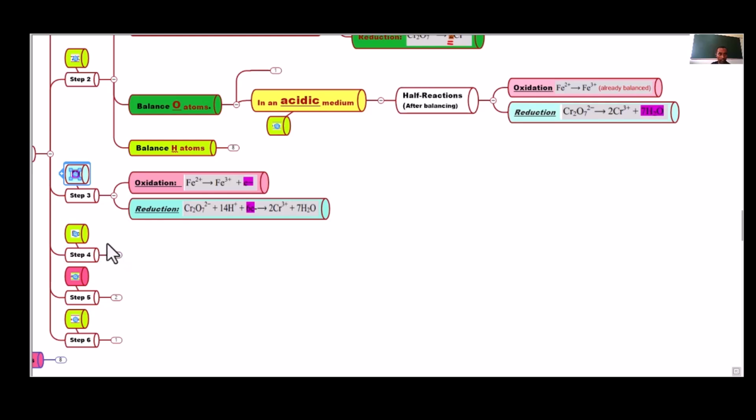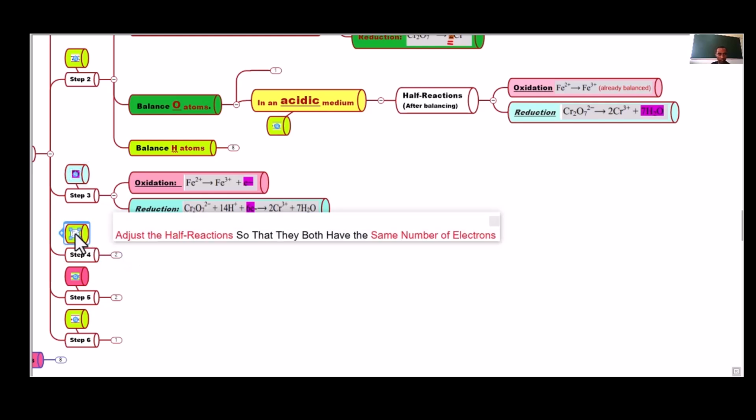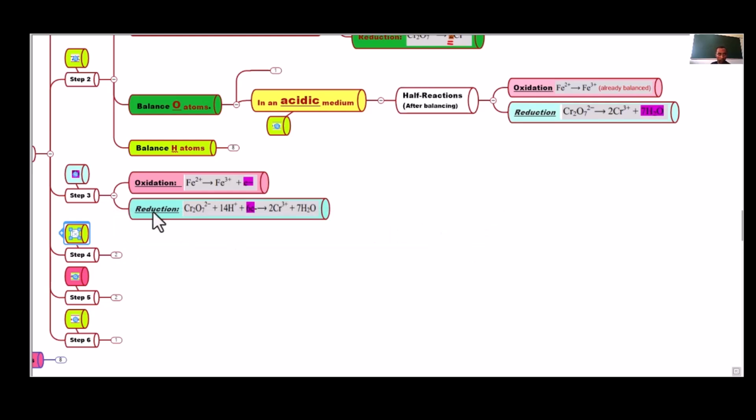And step 4 is to adjust the half reactions so that they both have the same number of electrons. The LCM of 1 electron and 6 electrons is 6. Then 6 divided by 1 gives 6, so multiply the oxidation reaction by 6. And 6 divided by 6 is 1, so multiply the reduction half reaction by 1, and it gives this.